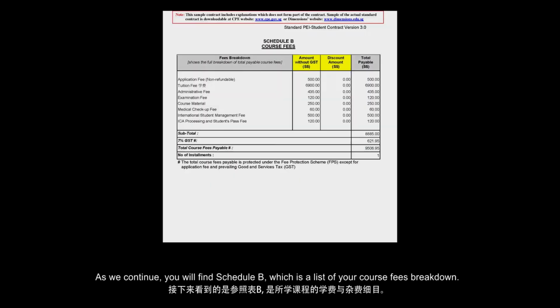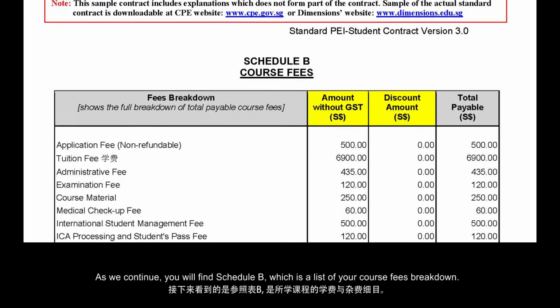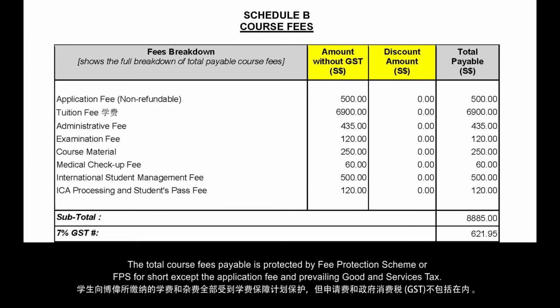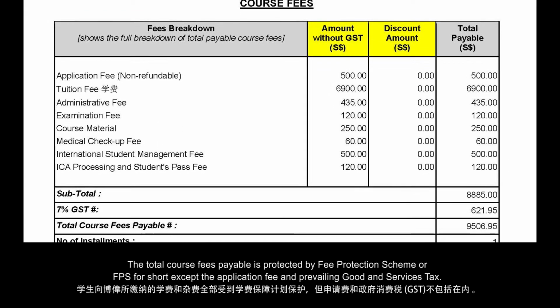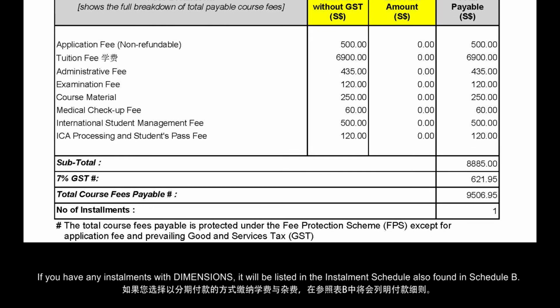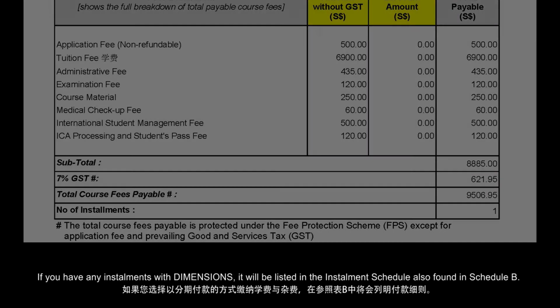As we continue, you will find Schedule B, which is a list of your course fees breakdown. The total course fees payable is protected by Fee Protection Scheme, or FPS for short, except the application fee and prevailing goods and services tax. If you have any installments with Dimensions, it will be listed in Installment Schedule, also found in Schedule B.